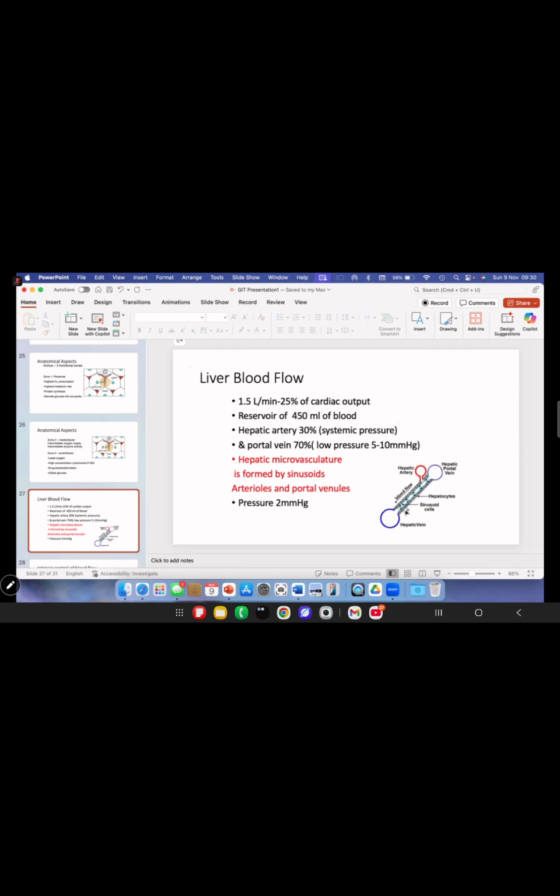These are hepatocytes, and on top of that, you can see the sinusoidal cells as well. These are hepatic cells, hepatocytes, and these are sinusoid cells. Now here, blood flow. This also will be asked in your exams. You know how much blood flow the liver receives? So 1.5 liters per minute. That means 25% of the cardiac output.